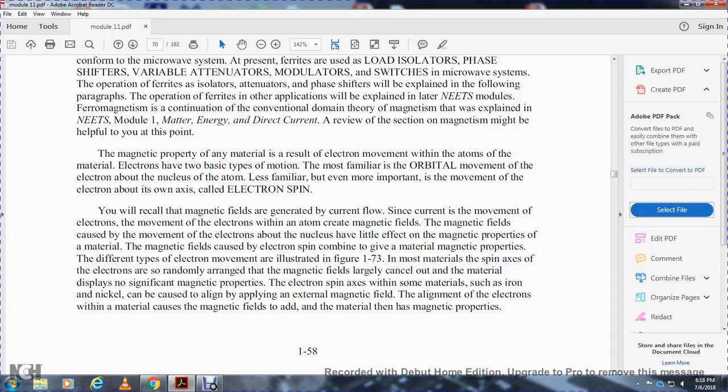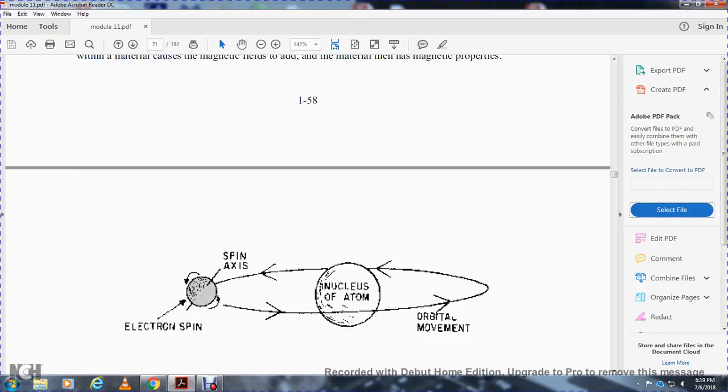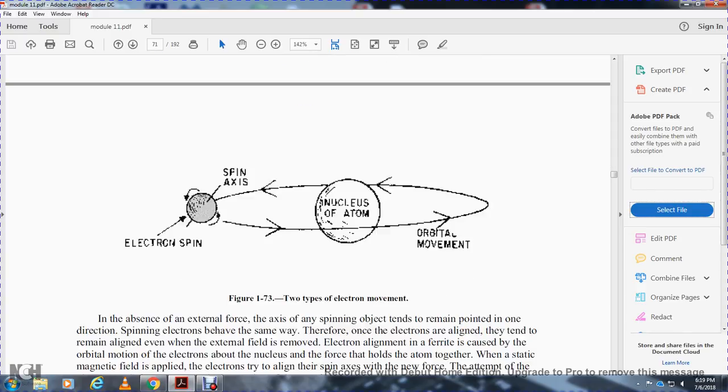The electron spin within some materials, such as iron and nickel, can be aligned by applying an external magnetic field. The alignment of the electrons will materially contribute to the magnetic field of the atom. The material then has magnet properties. The electron spin axis is separate from the orbital movement of the electron around the nucleus.